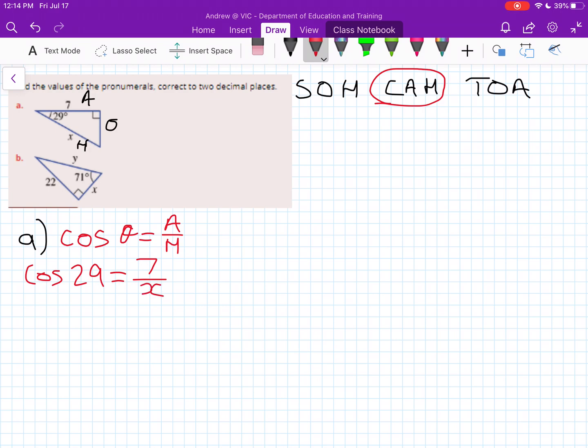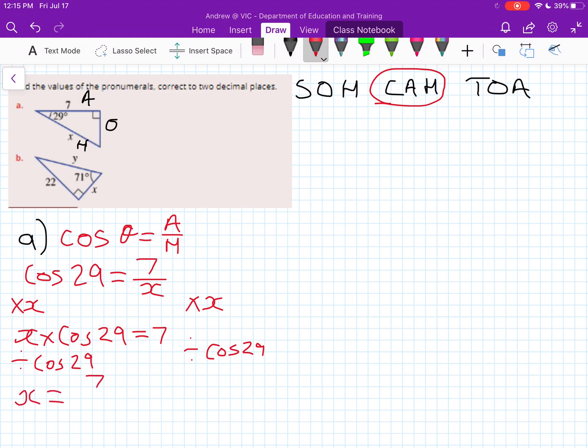Okay, so now what we need to do is we need to get x by itself. So what we do is we multiply both sides by x, and then this gives us x times cosine 29 is equal to 7. Then we need to divide both sides by cosine 29, okay, to get x by itself. So x here is equal to 7 over cosine 29. Just make sure you're doing this correctly on your calculator, and hopefully when you do this, this gives you a value of 8.00 rounding to 2 decimal places. Okay, so that's how we do example A.